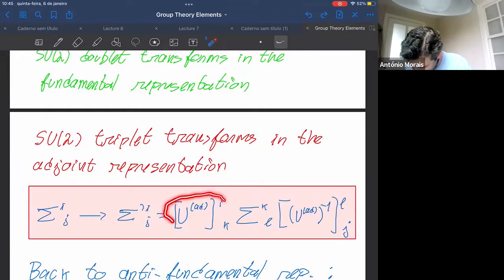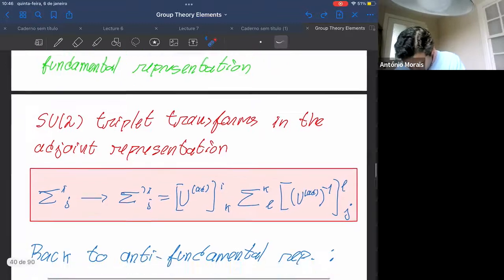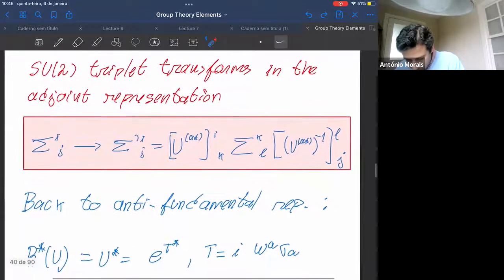And in fact, so we have the generators in this case, the transformation law is also a 3 by 3 matrix, and you have the indices. So these I and J are the free indices, and then you have this kappa and this L that are contracted among here. But this is just to introduce the triplet.